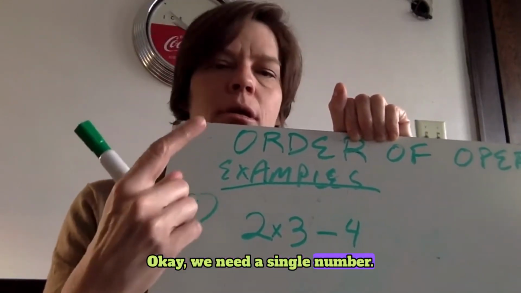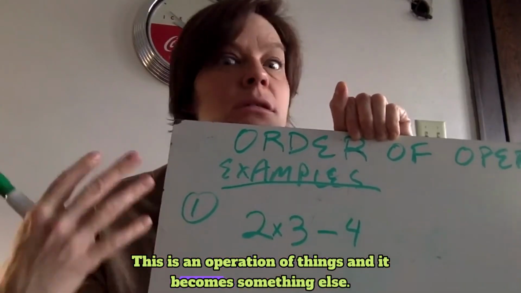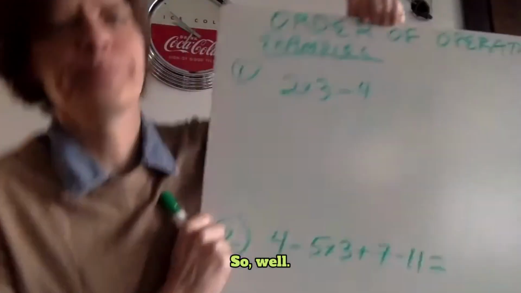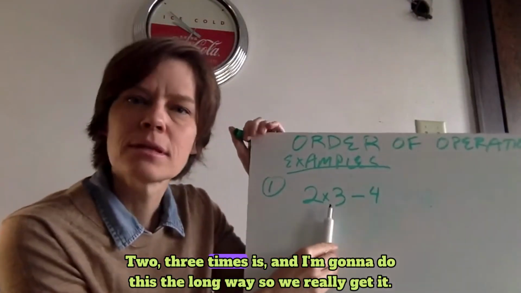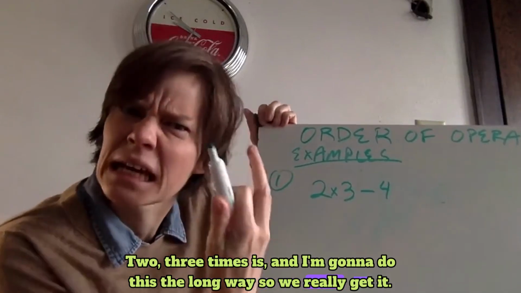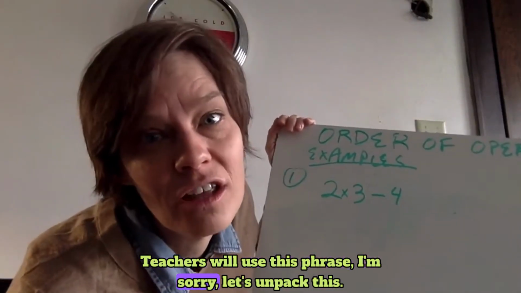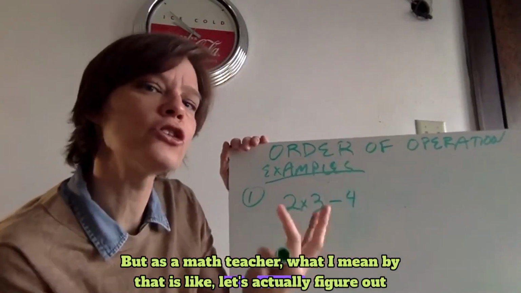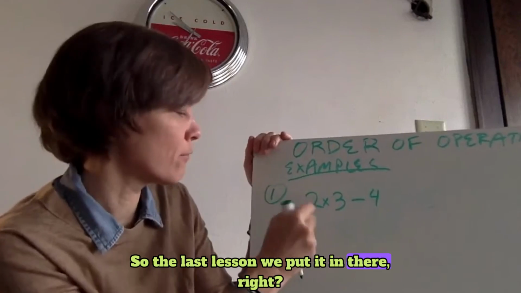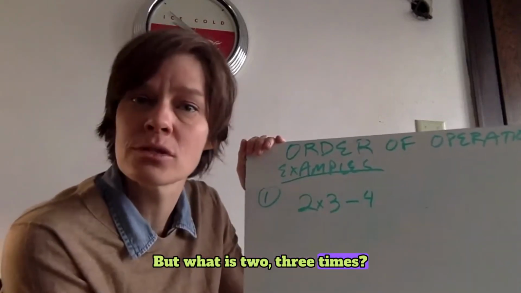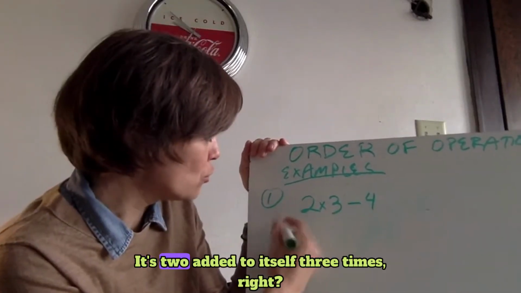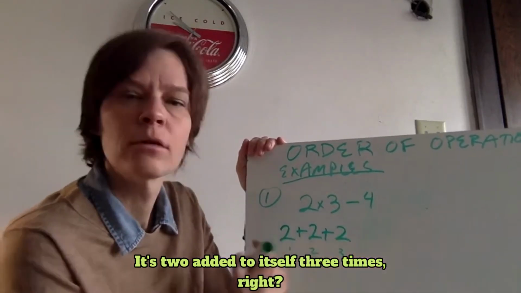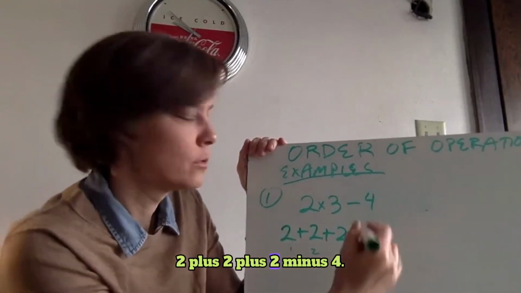Okay, we need a single number. This is an operation of things and it becomes something else, right, after we do these things in counting. Well, what is 2 times 3? I'm going to do this the long way so we really get it. Teachers will use the phrase "unpack this," and what I mean by that is, let's actually figure out what this is. It's 2 added to itself 3 times, right? 2 plus 2 plus 2.